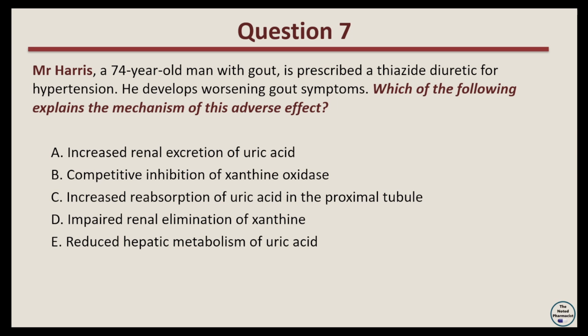Option A. Increased renal excretion of uric acid. Option B. Competitive inhibition of xanthine oxidase. Option C. Increased reabsorption of uric acid in the proximal tubule. Option D. Impaired renal elimination of xanthine. Option E. Reduced hepatic metabolism of uric acid.